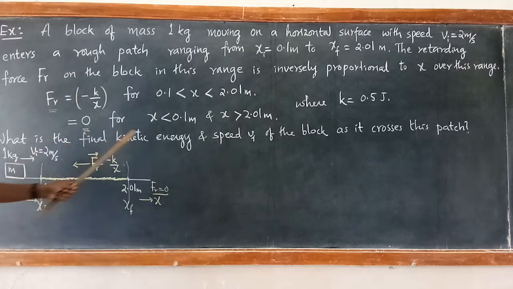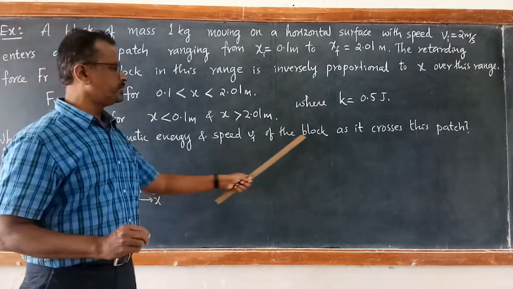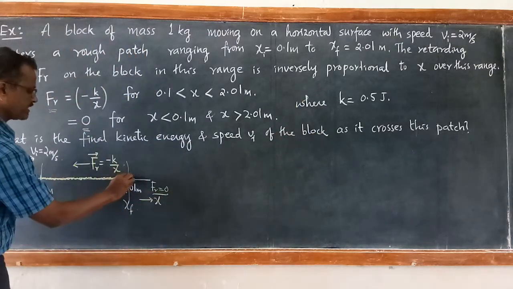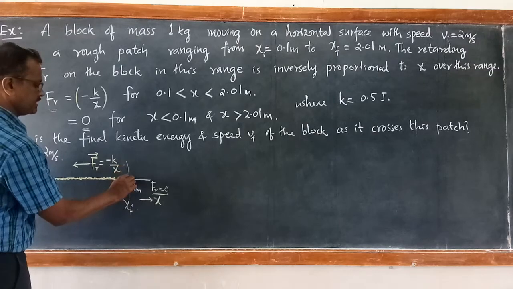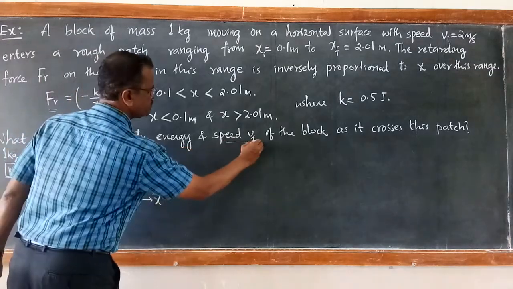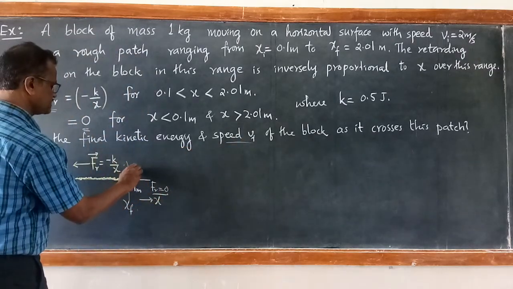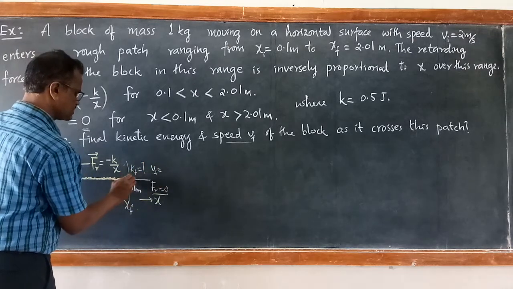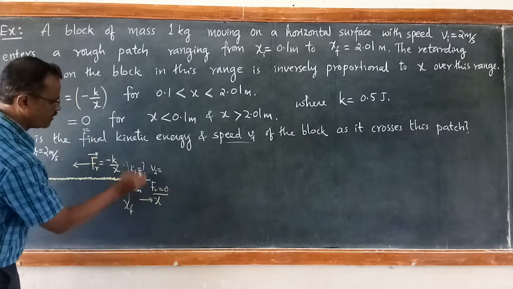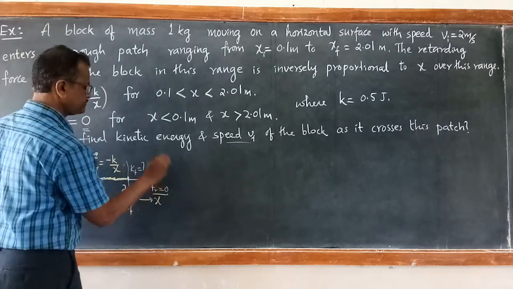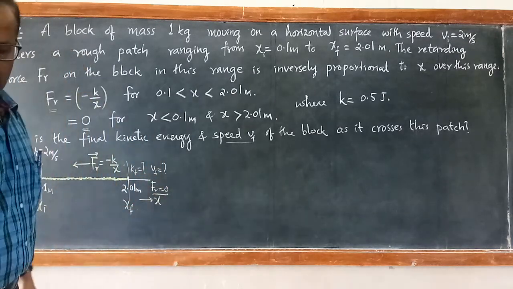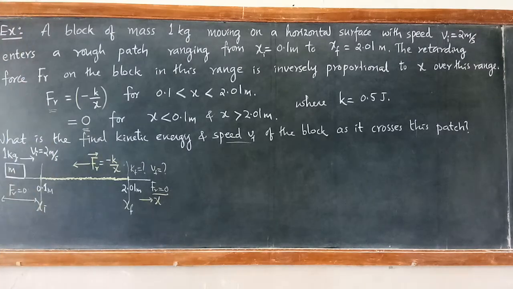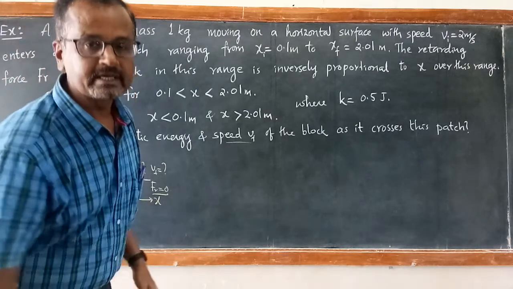What is the final kinetic energy and speed Vf of the block as it crosses the patch? What is the final kinetic energy Kf and Vf as it just crosses the final point 2.01 meter? This is the question. Now we have to make use of the work energy theorem for variable force.